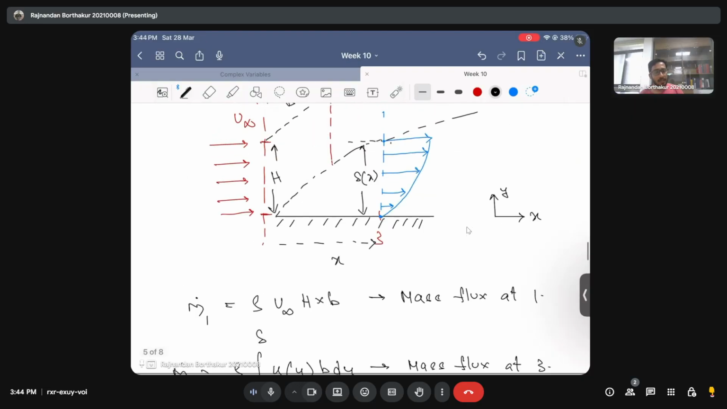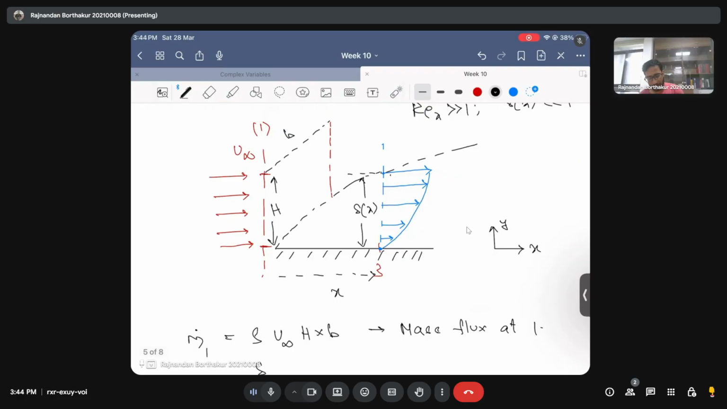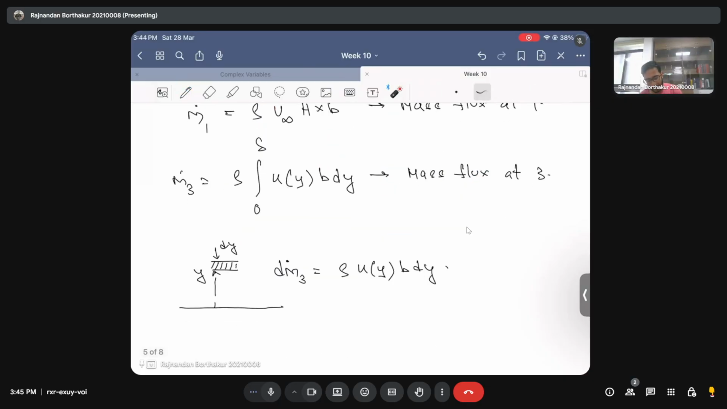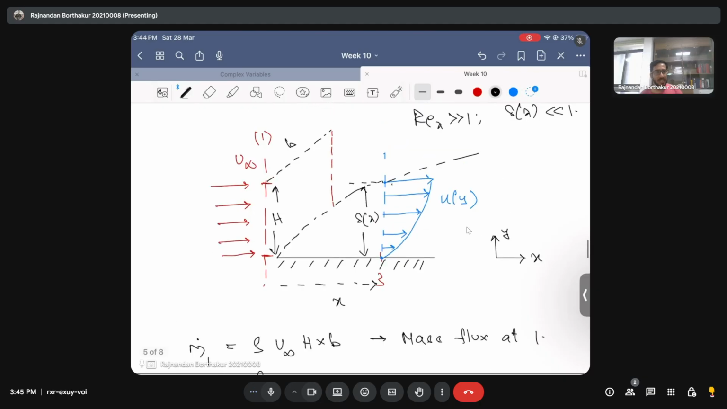Now you pick any legitimate velocity profile inside the boundary layer, meaning that your u of y could be anything, but it has to satisfy the boundary conditions at y equal to 0 and at y equal to delta. If you insert such a profile here, you will always see that m dot 3, regardless of what velocity profile you choose, will be less than m dot 1. Okay, and that is obvious physically because at section 1 my velocity is uniform and equal to u infinity throughout.